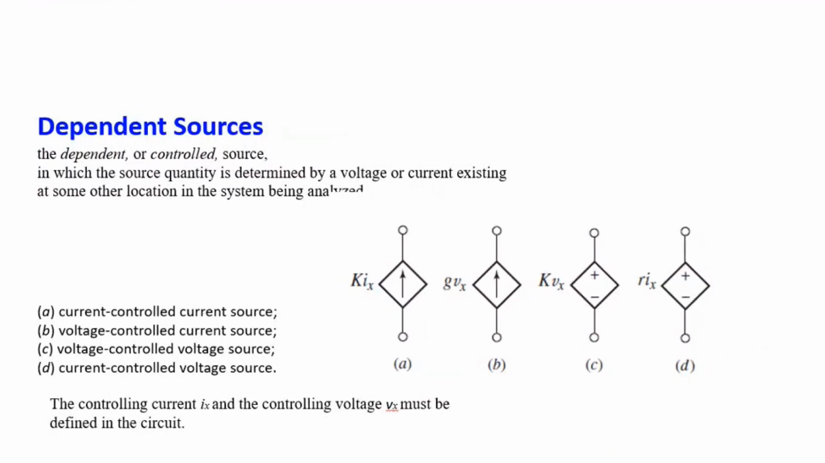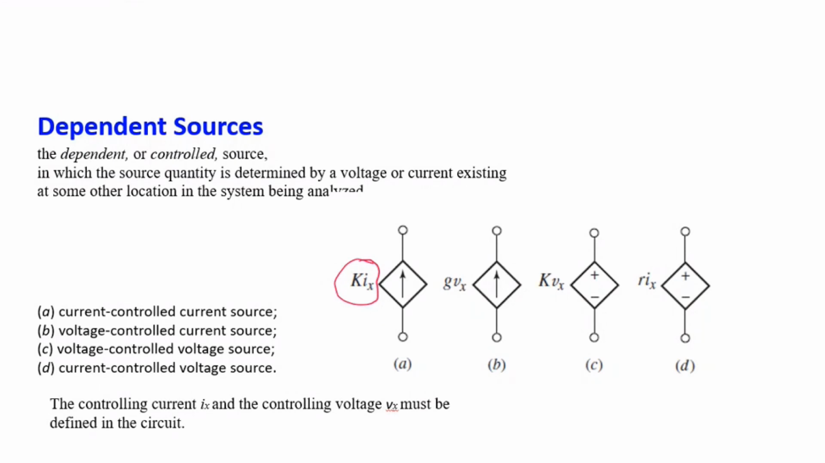What is a dependent source? There are dependent or controlled sources. Why are they called dependent or controlled sources? Because the magnitude of these sources depends upon some other quantity. See here, A is a current controlled current source.